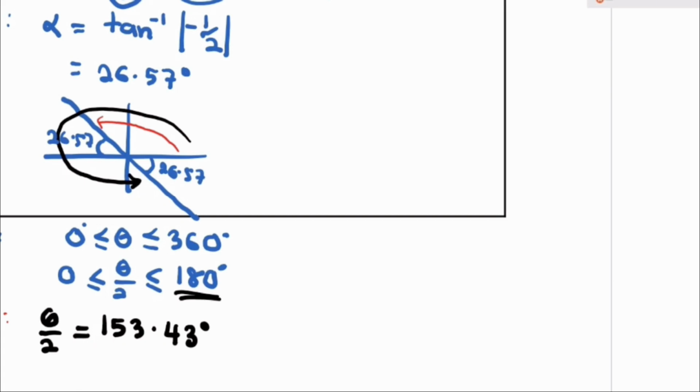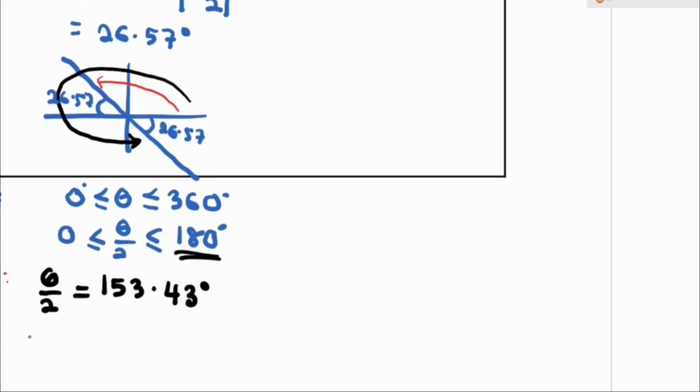Okay. And then the answer you want is theta only. So you move the 2 to the other side. You will get 153.43 times 2. So the answer is 306.86.